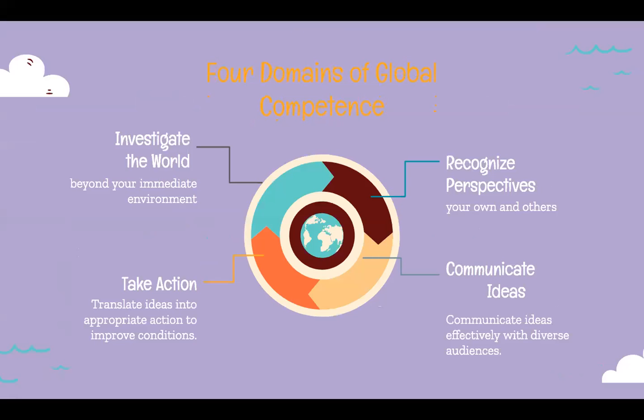How are we going to do this? We're going to focus on 4 main domains. We're going to investigate the world. We're going to look at how the world works. We're going to learn about how countries interact with each other. We're going to learn how to recognize other people's perspectives, which is a really important skill. We're going to learn how to communicate ideas through classroom discussions and things like Model United Nations, where we do simulations, pretending that different countries are getting together to solve world problems. And then we'll learn how you can, as an adult, when you're older, take action and make this world a better place.